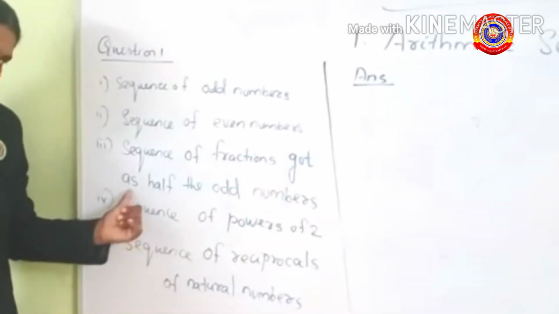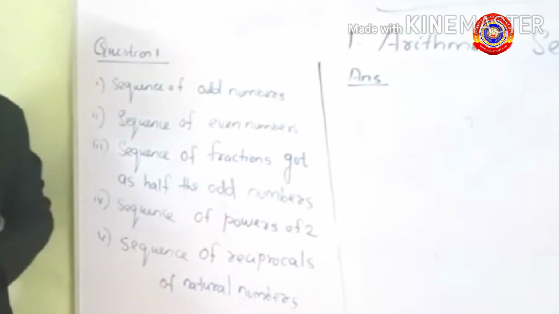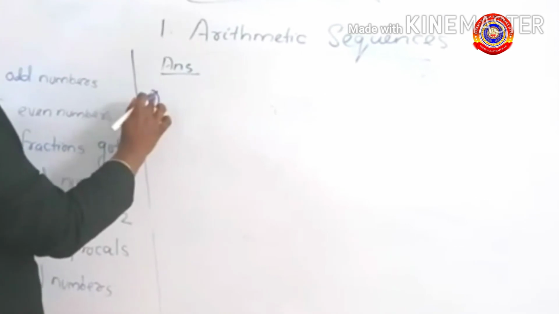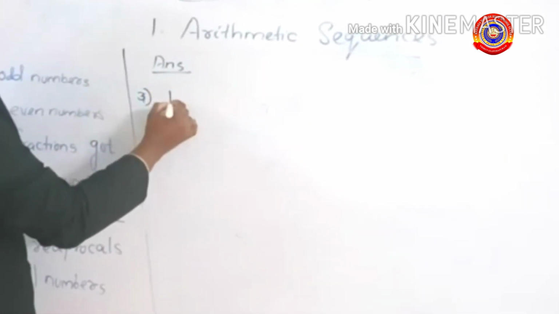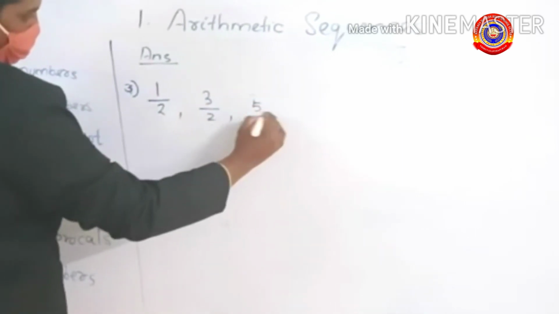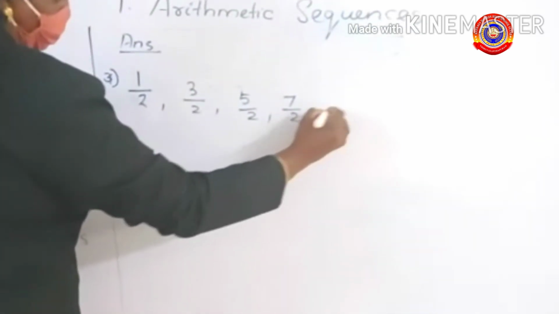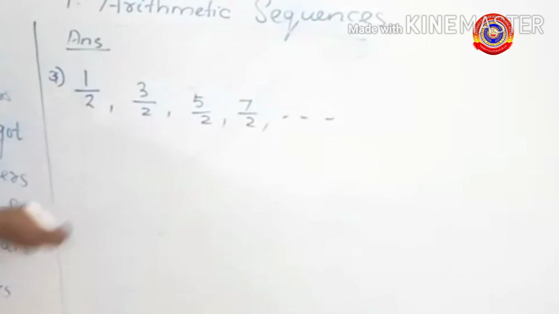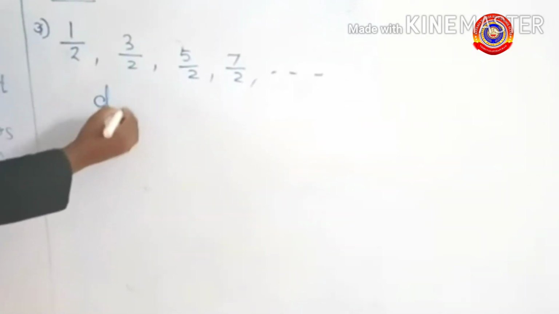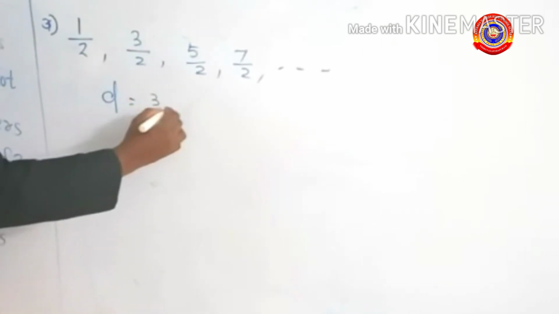Third question, sequence of fractions got as half of odd numbers. Answer: 1 by 2, 3 by 2, 5 by 2, 7 by 2 and so on. Here we have to check whether it forms an arithmetic sequence or not. First we have to find its common difference.